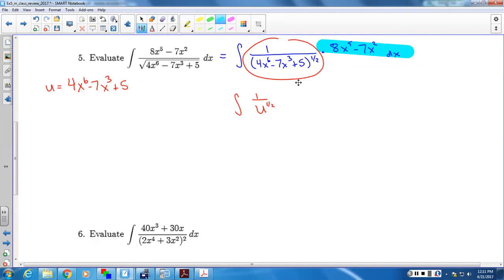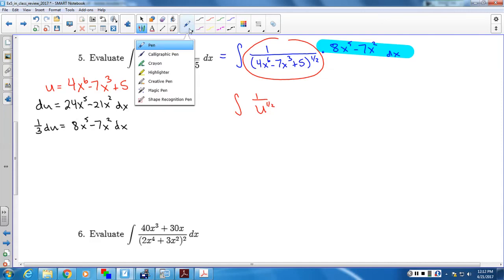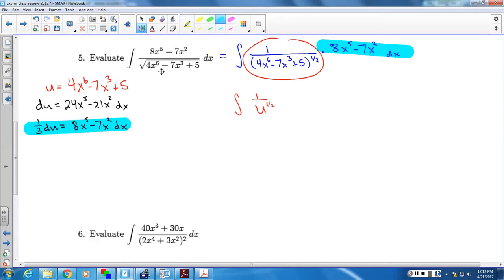I still need to replace 8x to the 5th minus 7x squared. So I'm going to take the derivative of my u term, and I get 1 du equals 24x to the 5th minus 21x squared dx. So this is what I have. This is what I need. I need 8 and 7, not 24 and 21. So if I divide both sides by a 3, or multiply both sides by 1/3, then I will get exactly what I need. And we will be able to substitute in 1/3 du.